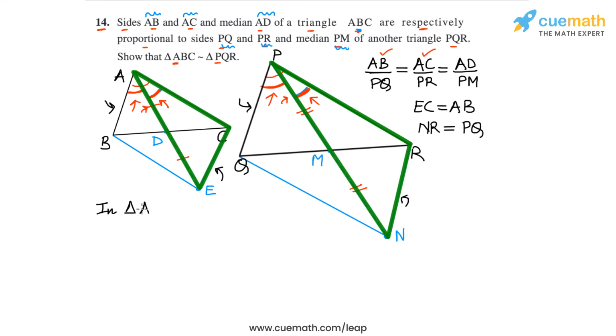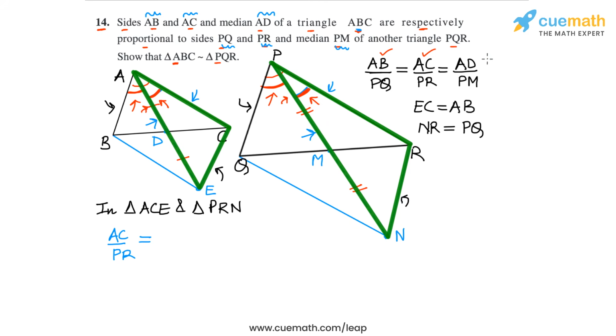So in triangle ACE and triangle PRN, the first ratio I'm going to take is AC by the corresponding side PR. So AC by PR equal to, now the next ratio is this side AE by this side PN. So do you think this will also be equal to AC by PR? Well, yes, because AE is simply double of AD and PN is simply double of PM.